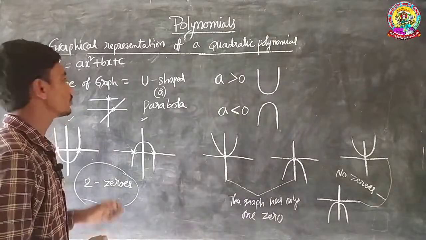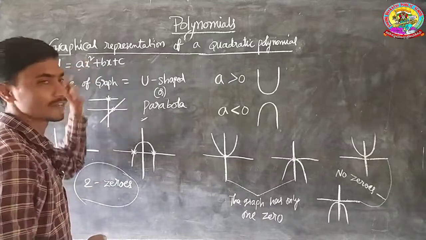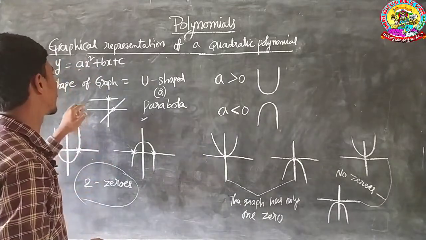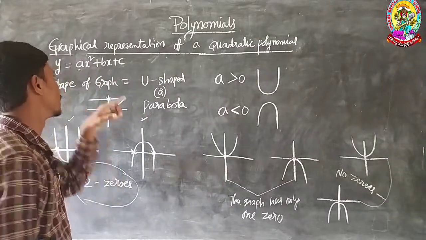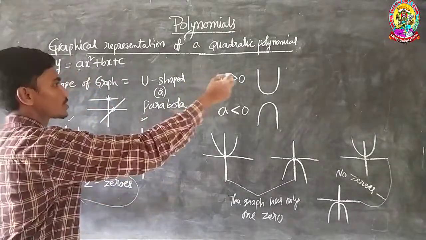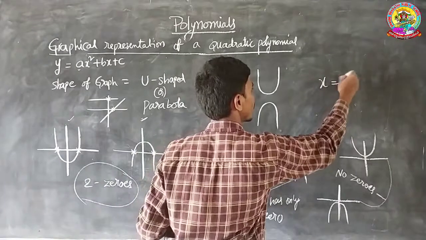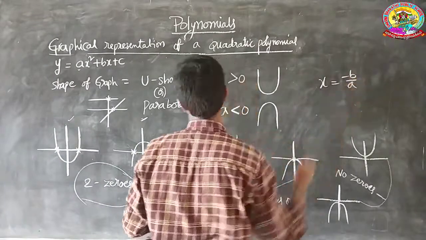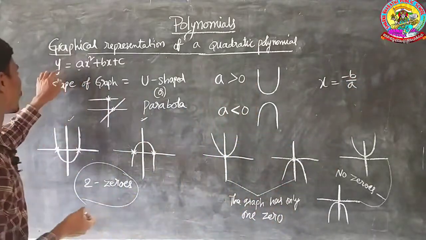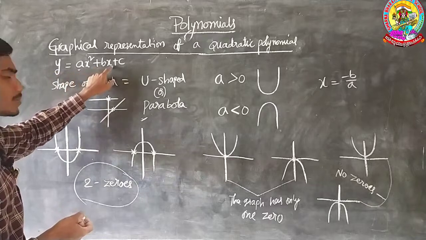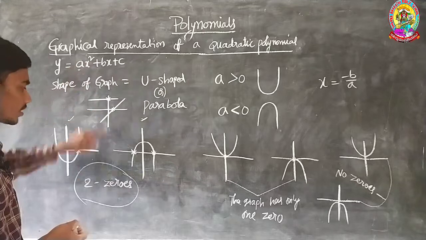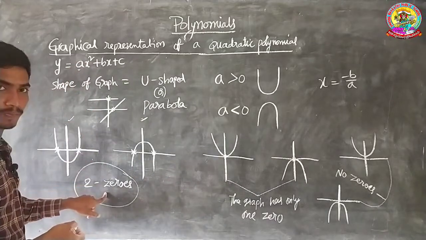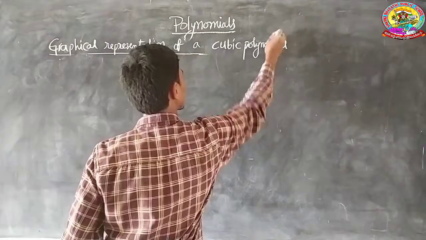One more trick for you: by using the degree we can identify the number of zeros. The degree of the linear polynomial is 1, so it has only one solution, that is minus b by a. X is equal to minus b by a is the solution of the linear polynomial. Here y is equal to ax square plus bx plus c. In this quadratic polynomial, the degree is 2, so it has at most two zeros.